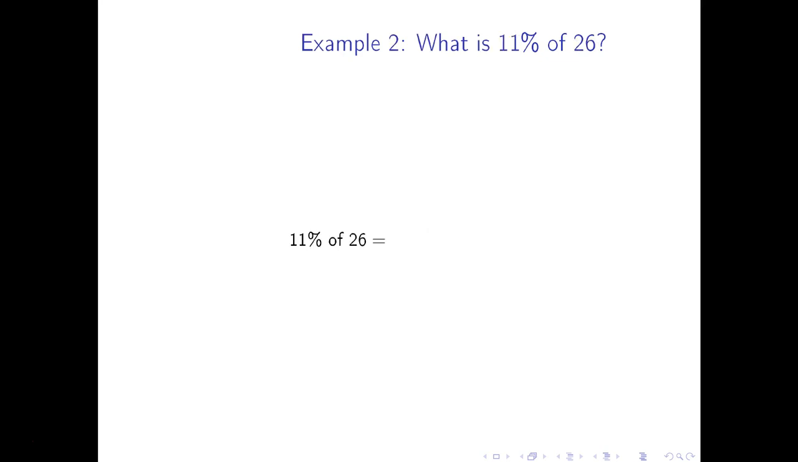Okay, what is 11% of 26? What is 11% in decimal form? Well, it's 0.11. And what about of 26? Well, that's times 26. Punch in the values in a calculator and we get 2.86. So this idea is we're just trying to change percent to decimal.